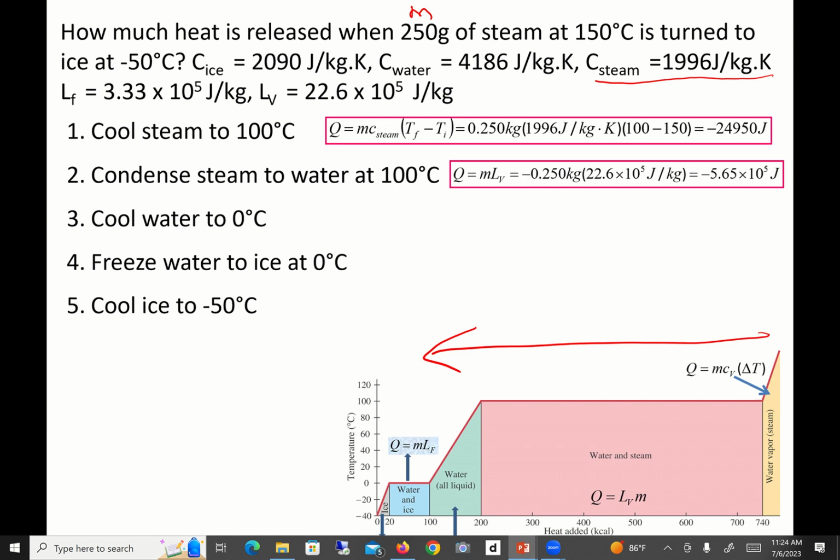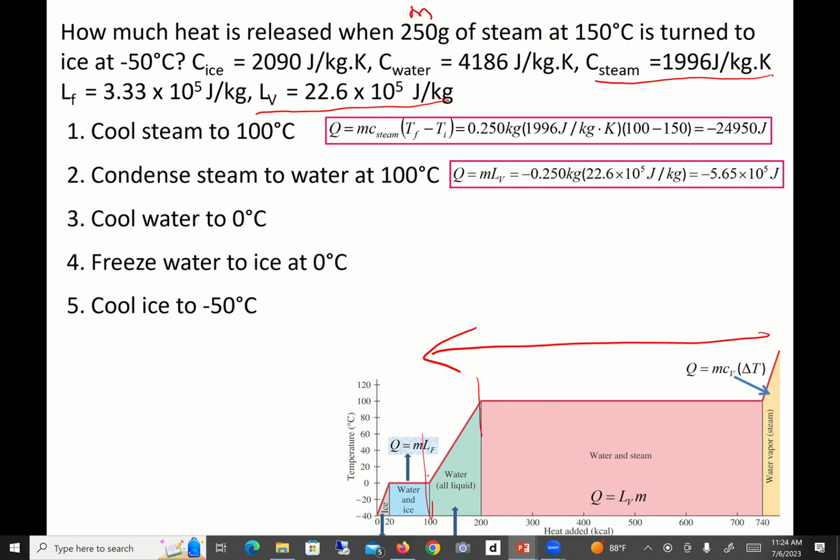All right, so now I'm going to condense the steam to water. So while it's condensing, the temperature doesn't change, and the heat that I have is just M times the latent heat of vaporization. So again, I go up into my givens, take the latent heat of vaporization, multiply it by 0.250 kilograms, and while it's condensing, it's releasing the heat. So again, it's going to be a negative number. All right, so now I've finished the pink phase.